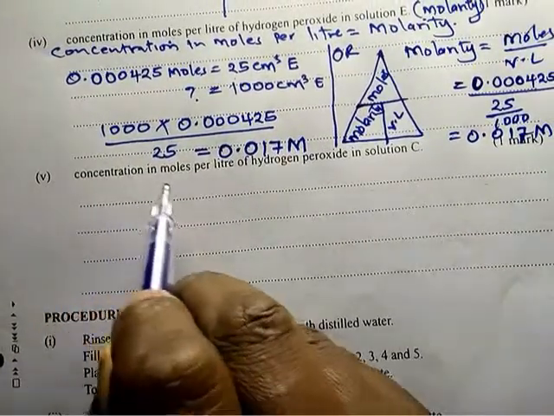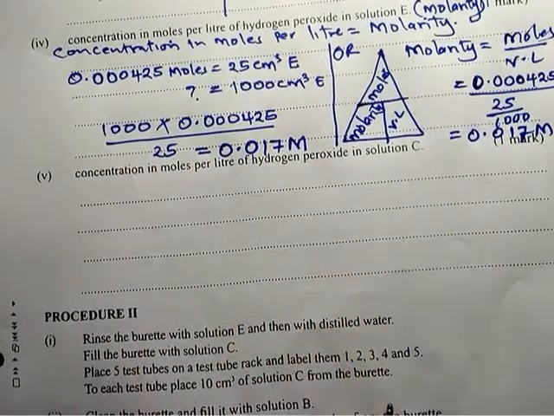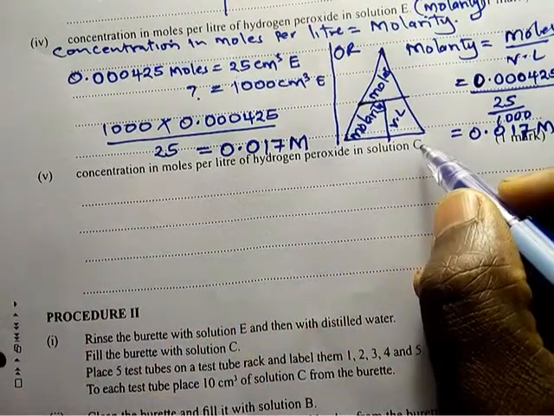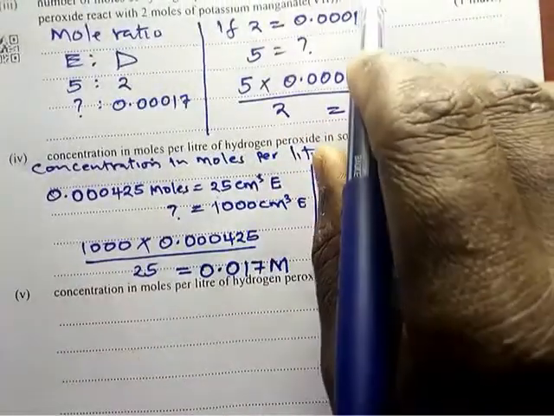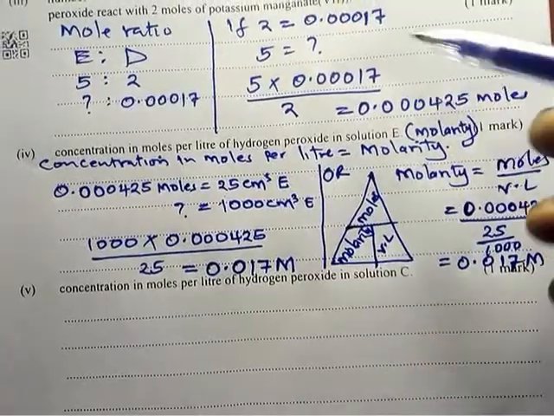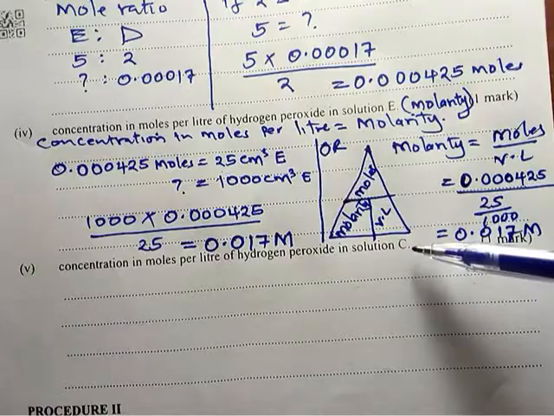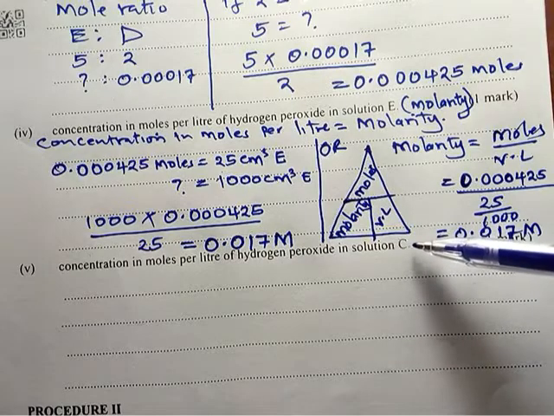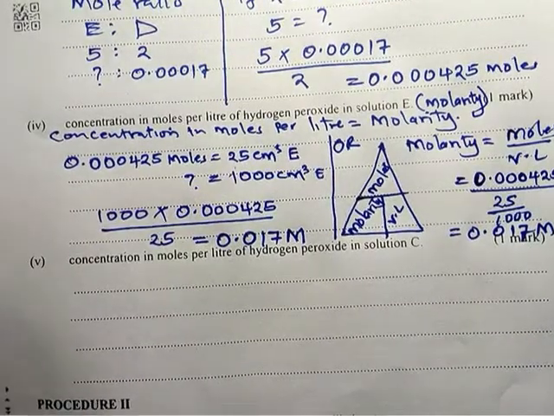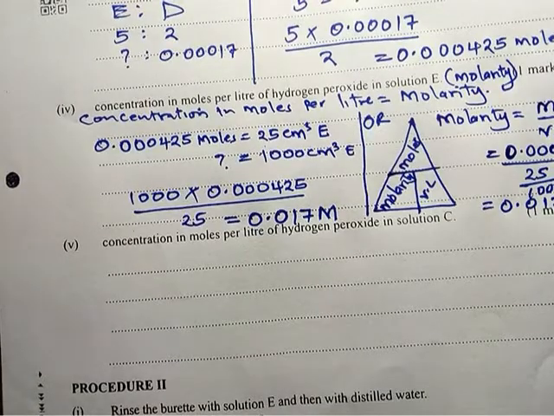Determine the concentration in moles per liter of hydrogen peroxide in solution C. Very important. You need to understand that. Remember solution C, the solution E we have been using, we diluted it from C. We took 25 centimeters cube of C, diluted that to form a 250 centimeters cube solution E, right? But it is the same hydrogen peroxide. The difference is the concentration.